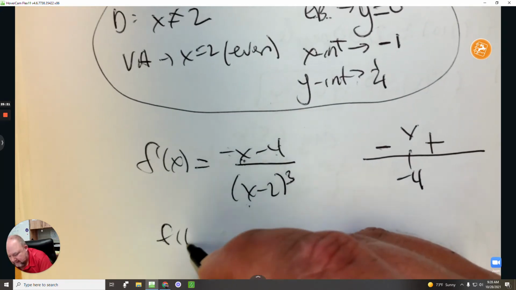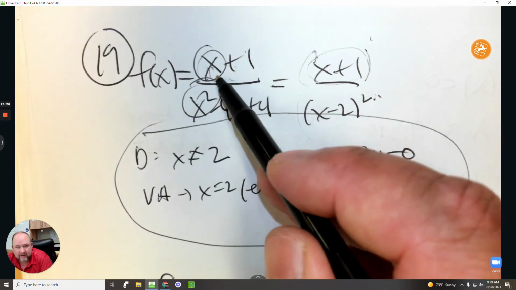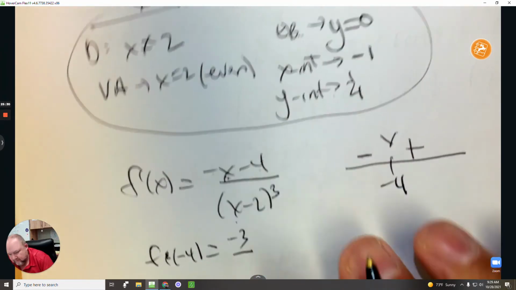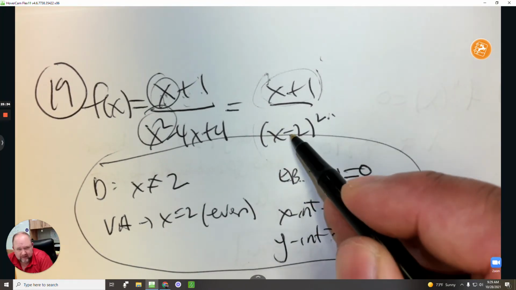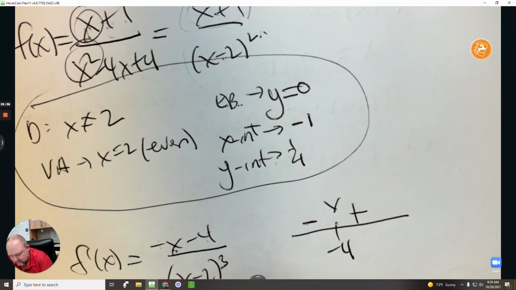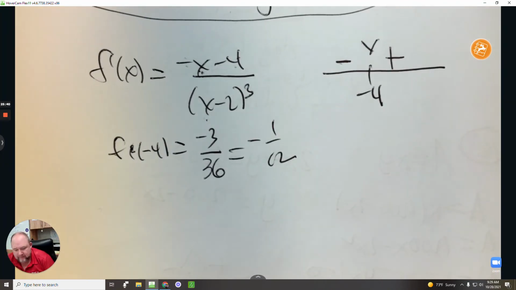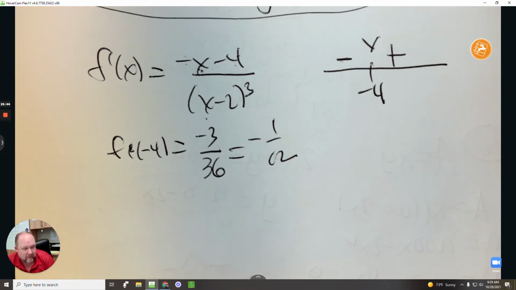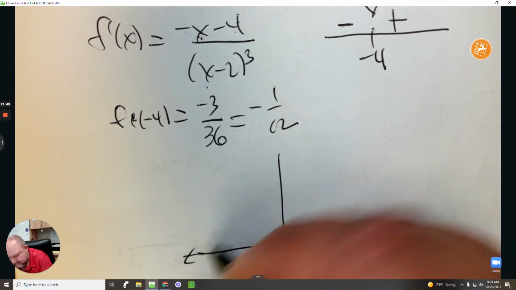If I plug negative 4 into here to find the y coordinate, negative 4 plus 1, over negative 4 take away 2, negative 6 squared, 36. So that's just a little bit below the axis. So there's a minimum at negative 4 and negative 1/12. Now I'm going to put all the information together that I have and draw my graph.